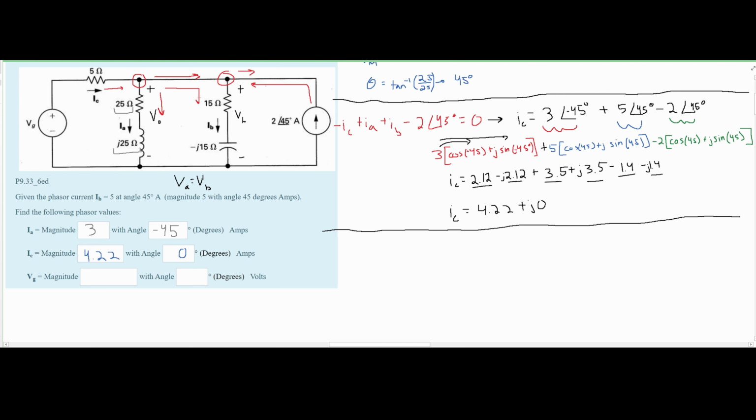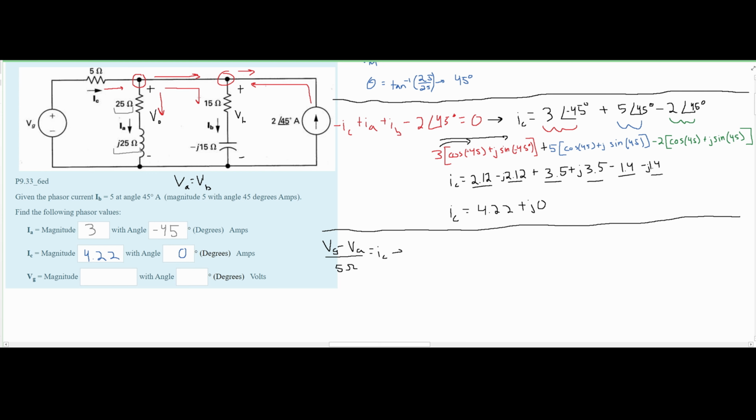Now we have to solve for our VG. We have our VG here, we have a VA here, and we have a resistor here. So we can calculate the current going through this resistor with our IC. We're going to have our VG minus the VA, and this is happening over our 5 ohm resistor. It's right here. And this is going to be the current equal to our IC.